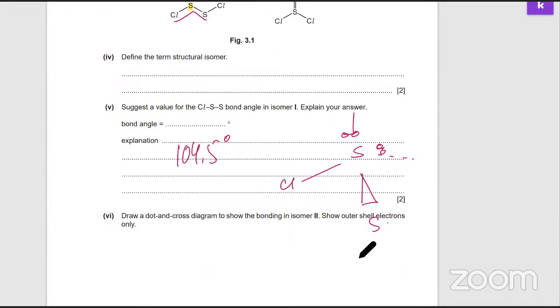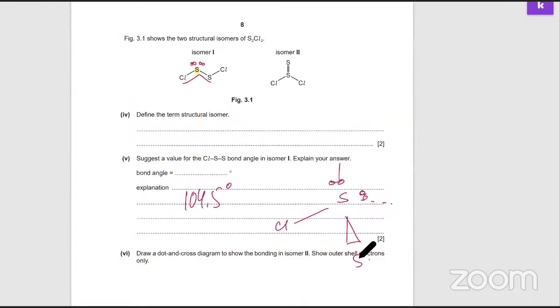Can you also call it bent? You can call it bent, you can call it V-shaped, or you can call it non-linear. Then he's asking you to draw the dot-and-cross diagram of this molecule.